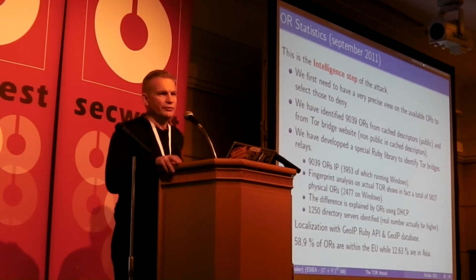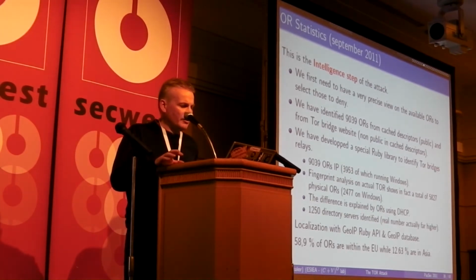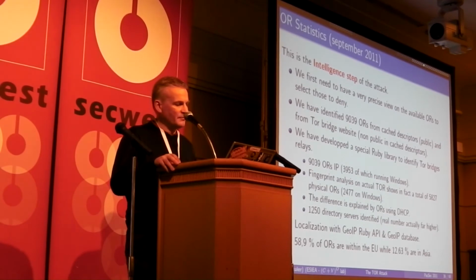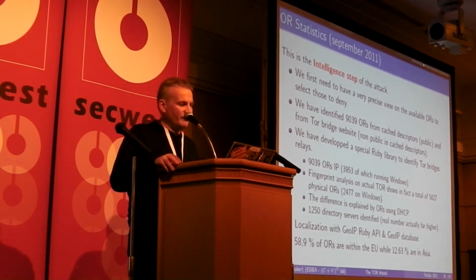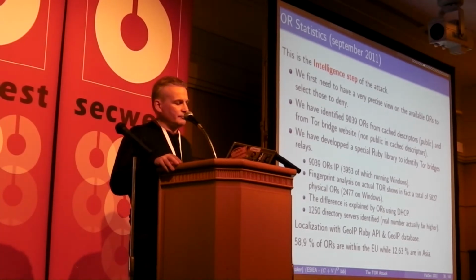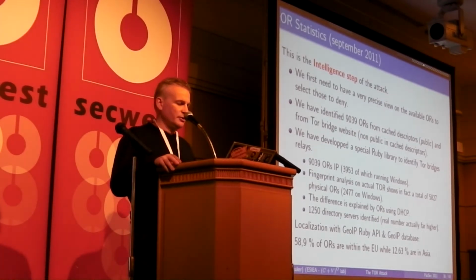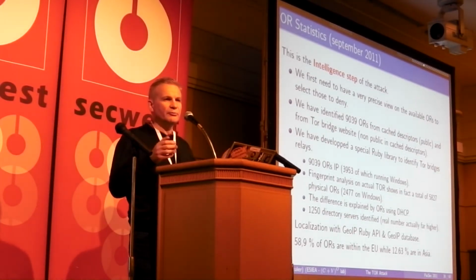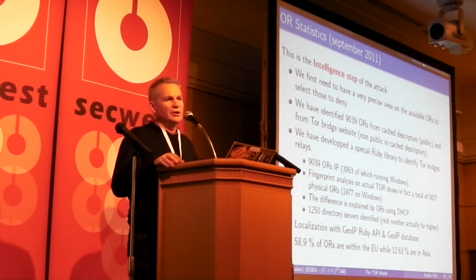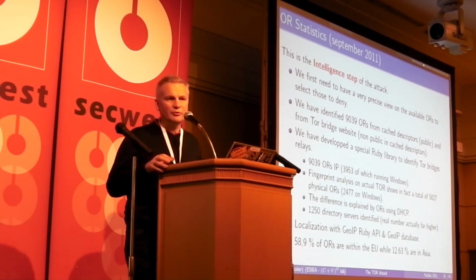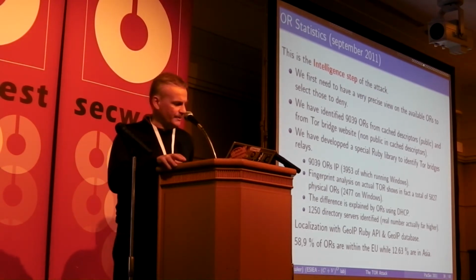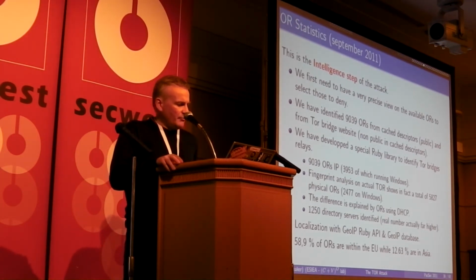Slightly less than 4,000 are running on Windows, out of a total of 5,827 physical onion routers. And until now, we have identified 1,250 directory servers. The actual number is probably a little bit higher, since they do some sort of combinatorial management. In fact, directory servers are just a subset of all the possible onion routers. So we have made some, I will show you the Google Earth file.